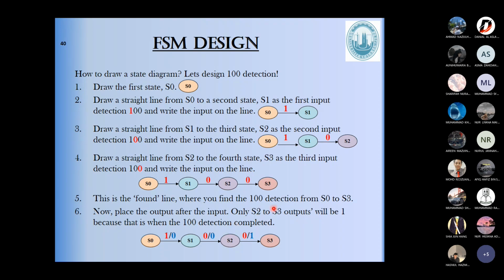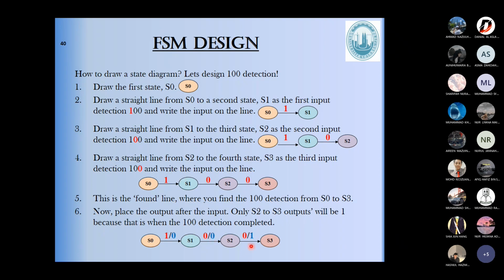So apa maksud dia? From state 0 to state 1, you baru jumpa bit yang pertama iaitu 1. So you belum jumpa 100. You haven't found 100 yet. So the output will become 0. From state 1 to state 2, you found the second bit which is 0. So, you baru jumpa 10. You belum jumpa 100. So, the output is still 0.